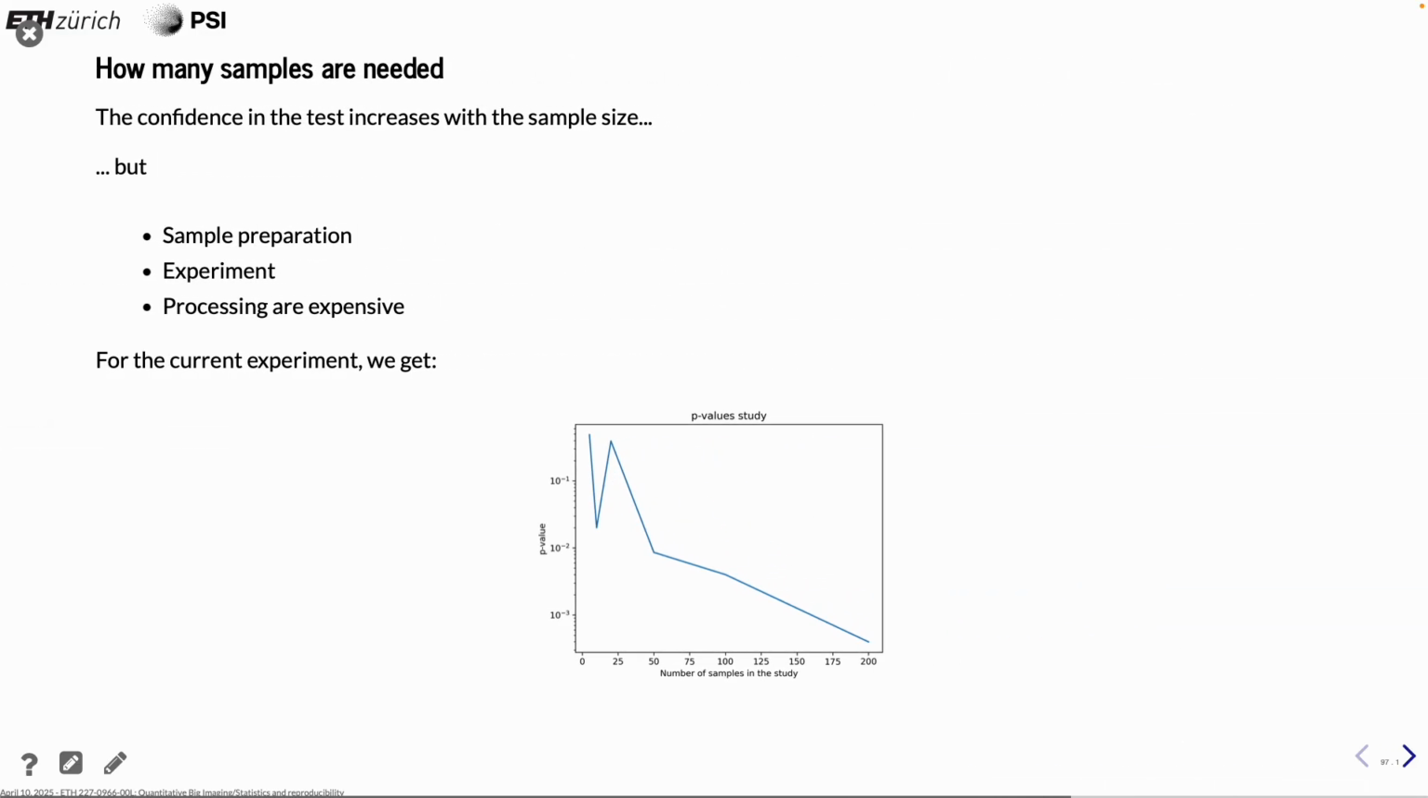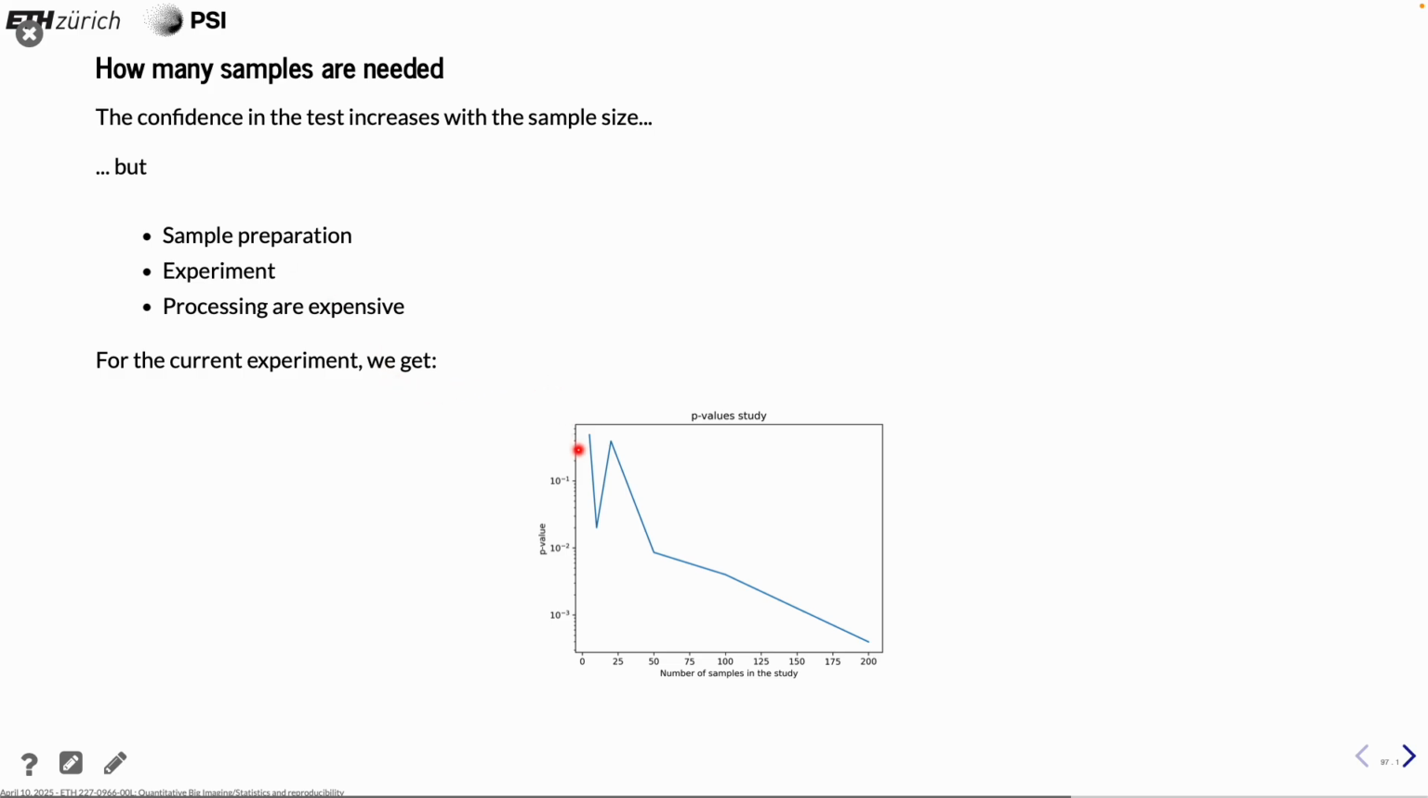So how many samples are needed for getting a good test? Of course, this depends on sample preparation and the experiment type. You need to have a certain number of data in order to make a good conclusion. But you also need to prepare all the samples, do the experiments, and the processing may take time. So you have to find a balance between doing very many experiments and what you need for getting a good conclusion.